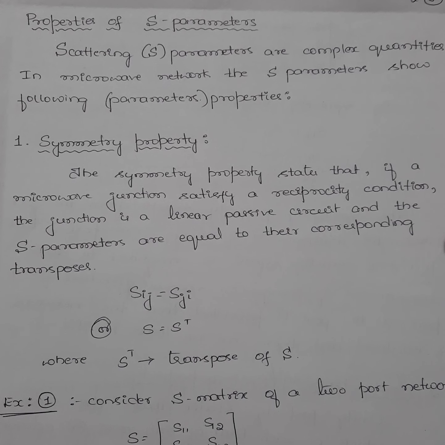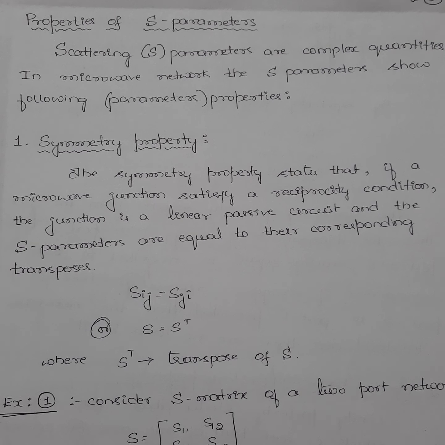The first property that we are discussing here is the symmetry property. It states that if a microwave junction satisfies a reciprocity condition, the junction is a linear passive circuit, and the S parameters are equal to their corresponding transposes. The statement is giving us the condition for the symmetry property.